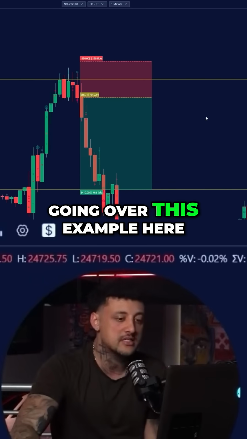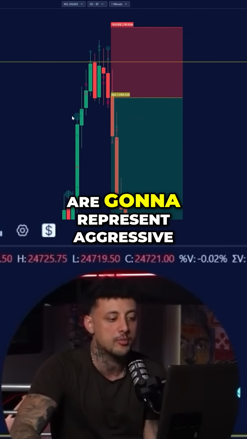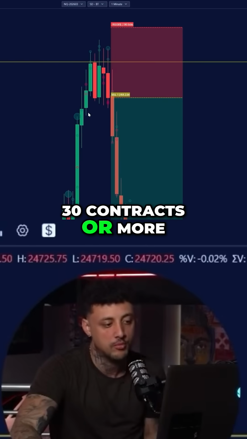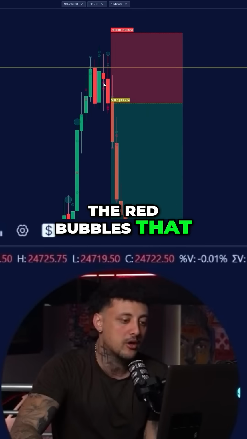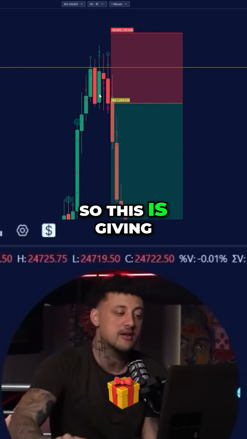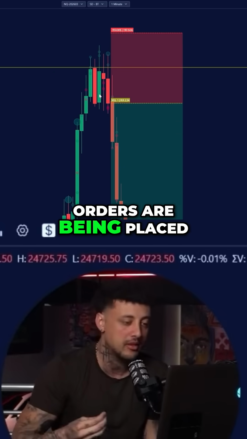So going over this example here, what we could see is we have these green bubbles that are going to represent aggressive buying set at a minimum of 30 contracts or more. That is going to be considered a large buyer. And then we have the red bubbles that are going to represent large aggressive sellers in the market. So this is giving us a visual representation of where the real orders are being placed.